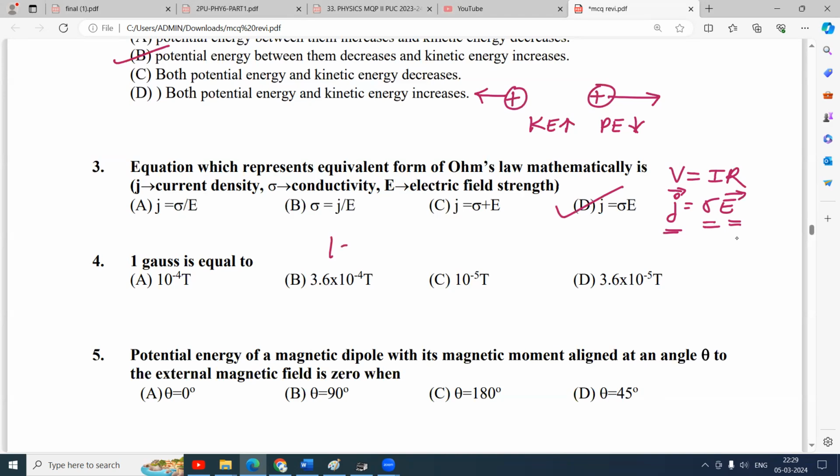1 Gauss is equal to 10 to the power minus 4 Tesla. So better you remember all these conversions. So this is the answer.